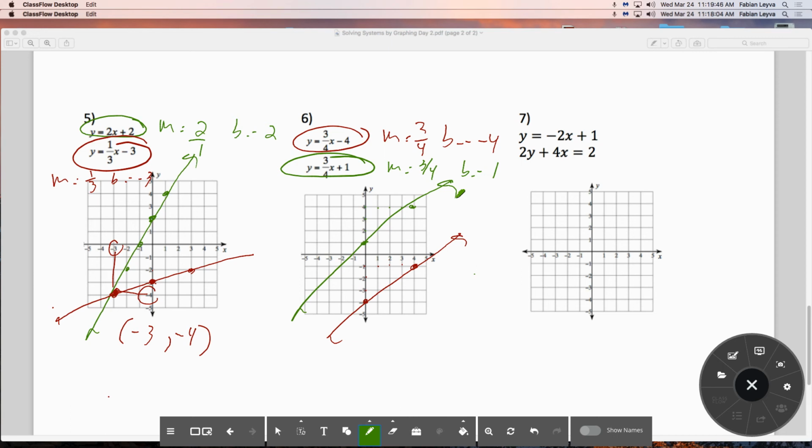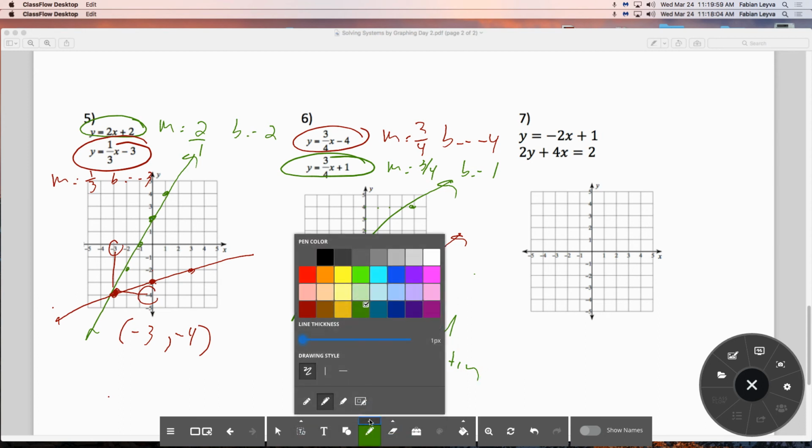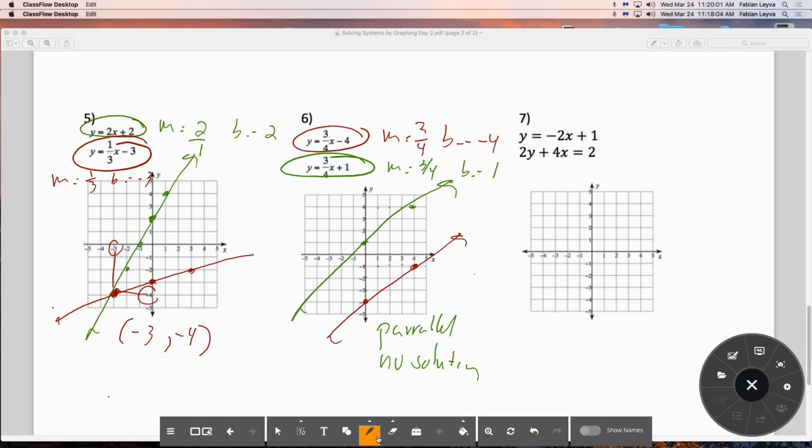That they're never going to intersect. There's no intersection point. So you either have to tell me, hey, these lines are parallel, or you have to tell me no solution. If you leave it blank, I can't really know if you understand the problem or not. So make sure that whenever you draw 2 lines that don't intersect, you let me know what that means. All right, so let's see one more example.